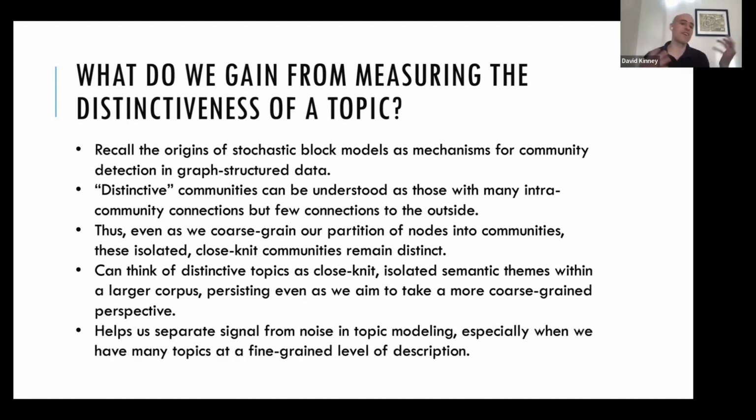And I think this helps us in some ways separate signal from noise in topic modeling, especially when we have many topics at a fine-grained level of description. One aspect of these SBM models is that you don't directly control the number of topics inferred. So sometimes you get very highly fine-grained topics. And you might think, okay, how many of these are genuine topics versus how many could really be lumped together, as in, well, this one and this one are really about the same thing.